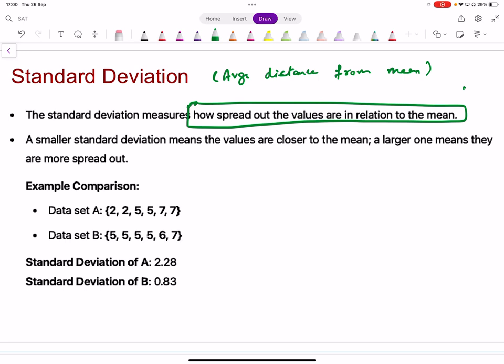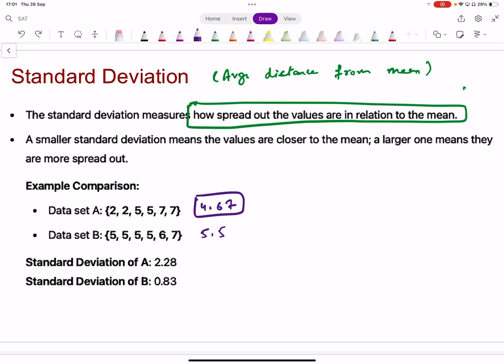So standard deviation roughly measures average distance from the mean. If the values are far away from the mean, standard deviation is bigger. If the values are close to the mean, overall, the standard deviation is lower. So if you look at these two data sets, 2, 2, 5, 5, 7, 7, the mean of the first data is going to be somewhere around 4.78, I think. Can somebody calculate that quickly? 14 and 14, 28, 28 over 6, 4.67. What about the second data set? 33 over 6, that's 5.5. Okay. Now 4.67, that's the mean value.